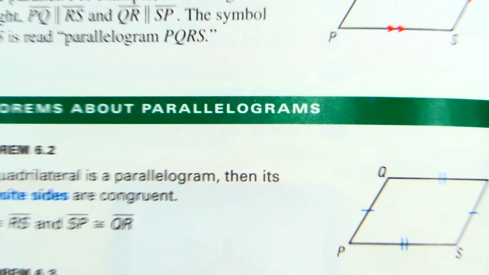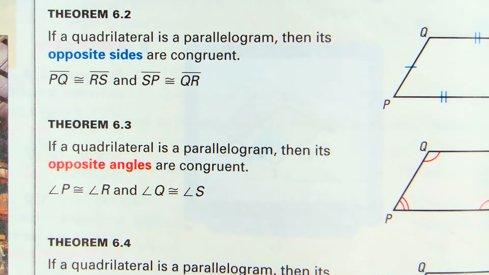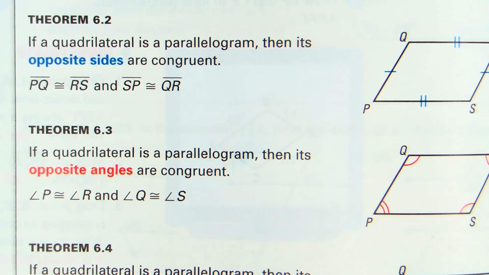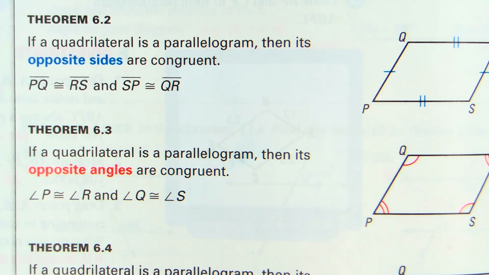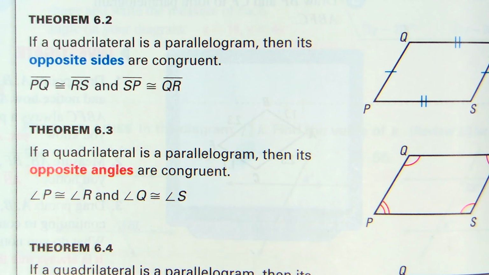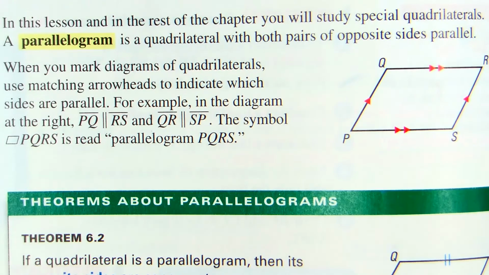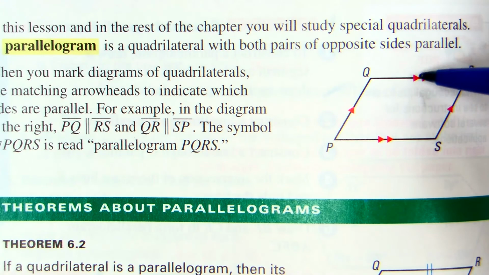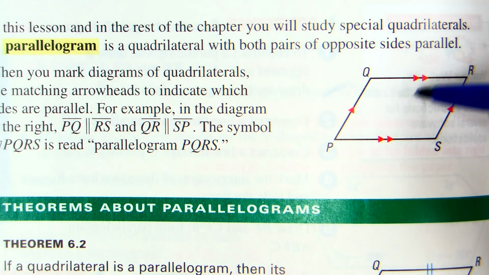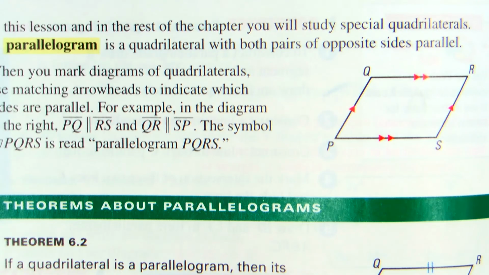All right, now moving into the next part of the chapter, away from just a polygon, we've moved to a quadrilateral and now to what's called a parallelogram. A parallelogram is a quadrilateral with both pairs of opposite sides parallel. In the definition here, they demonstrate this by showing the arrowheads. These two sides are parallel, and then these two sides are parallel. So that makes that a parallelogram.